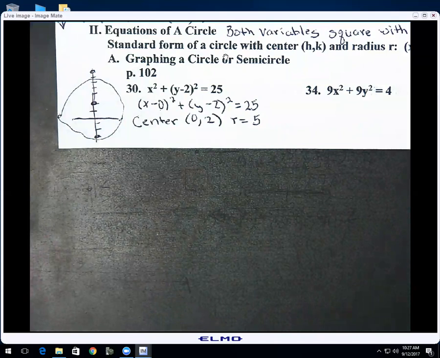I won't laugh at your circles if you don't laugh at my circles. Mine has straight edges. It's okay.